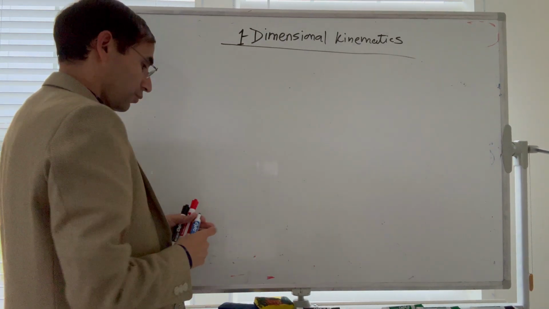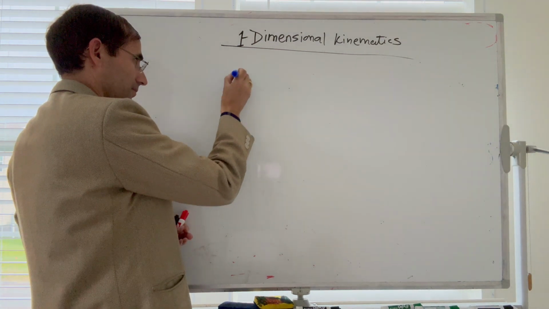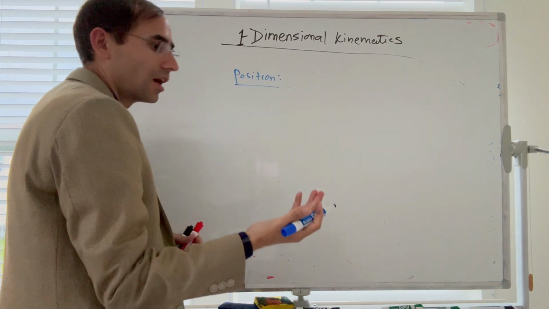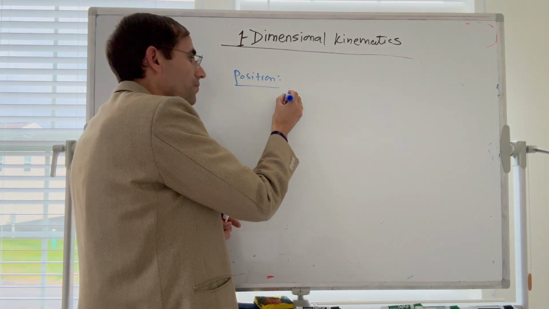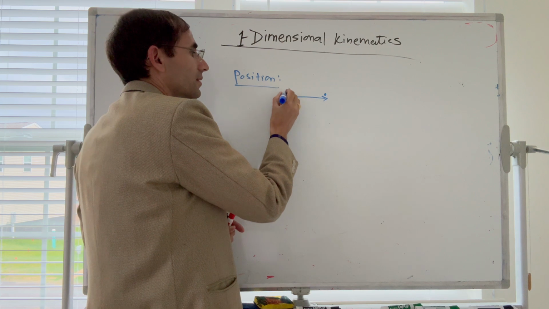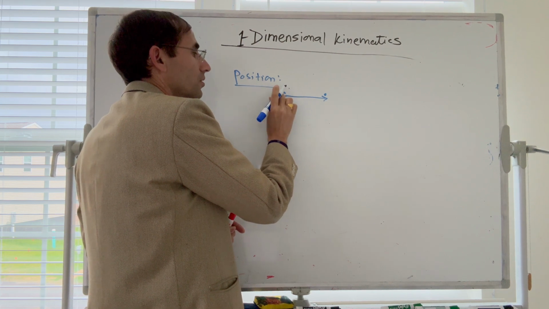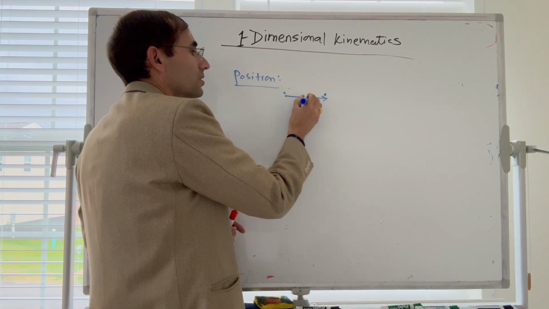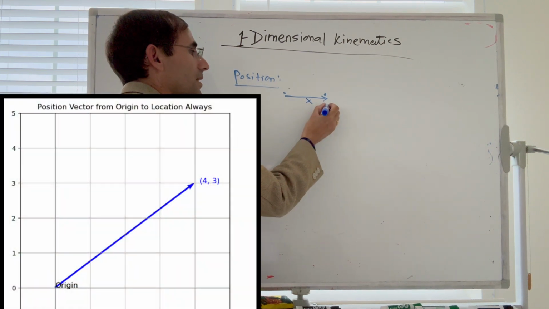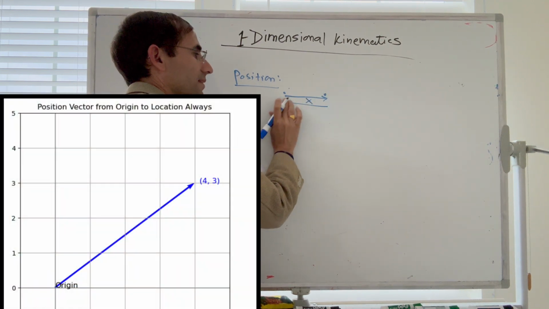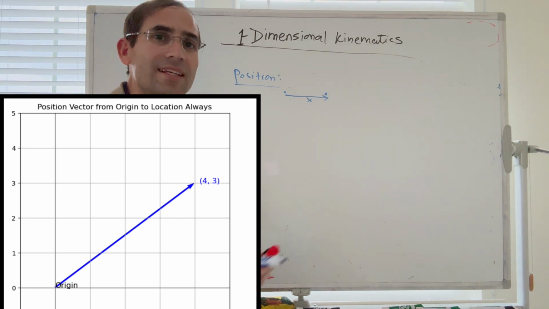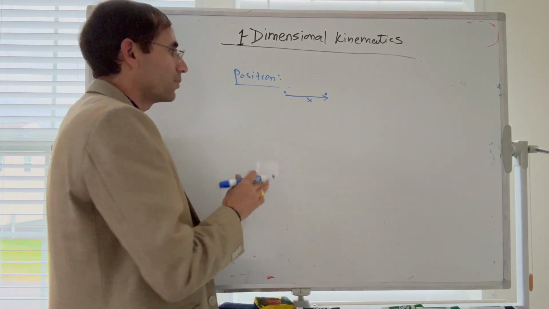So let me begin with the position vector. The position vector always begins from the origin and reaches to the location. Suppose the location, the position, is here, and the origin is here. So this is the position vector, suppose x. The position vector never goes the other way. If you do that, that is wrong, because you are strictly dealing here with direction. That is a very important point.